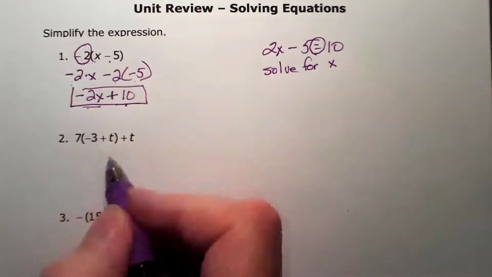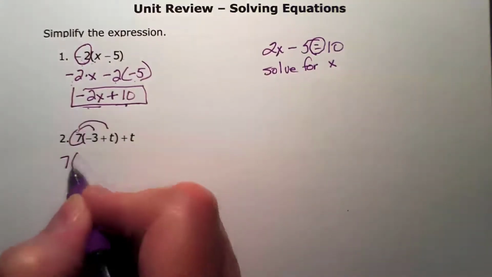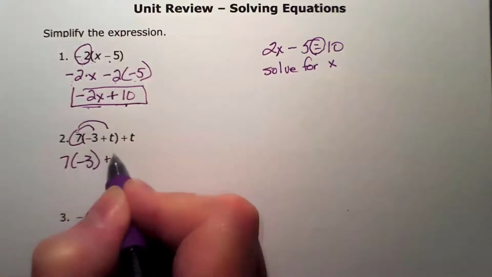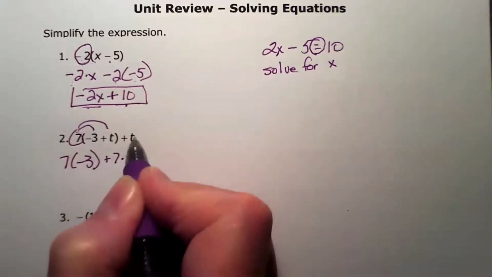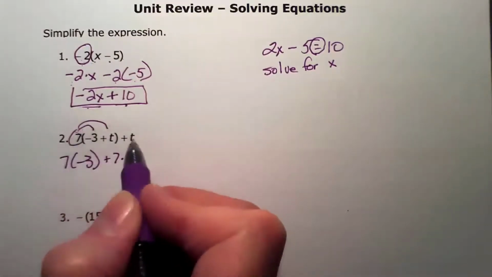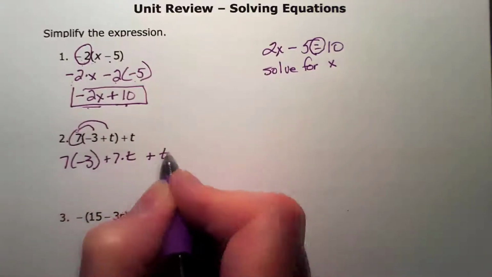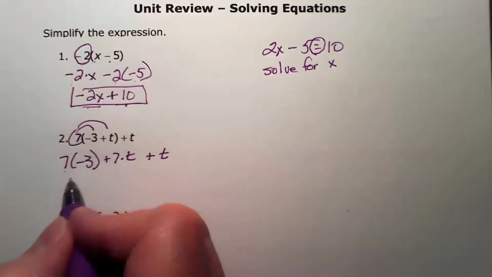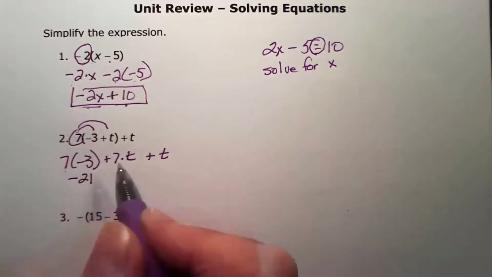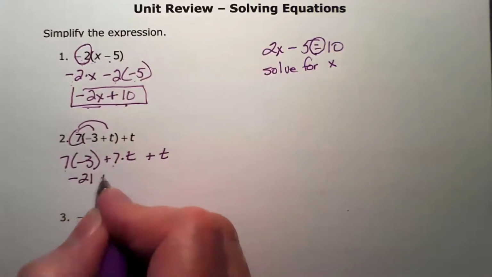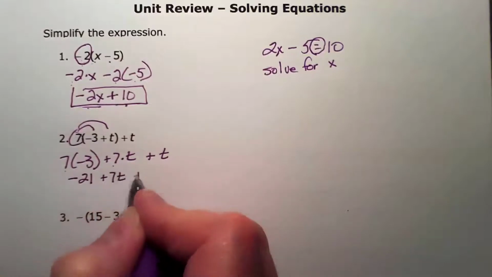On this one, I'm going to do the same thing. I get 7 times -3 plus 7 times t plus t. The 7 doesn't get distributed down there, just to what's in the parentheses. So then I have plus t. 7 times -3 is -21. 7 times t is 7t plus t.